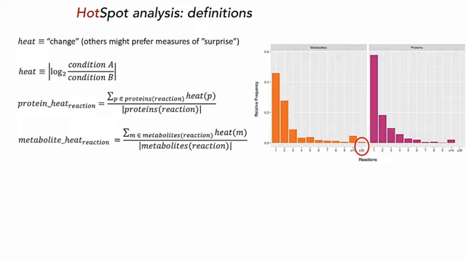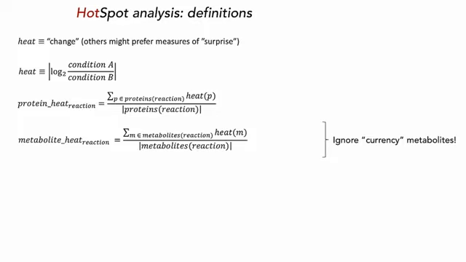But for example, for the metabolites, we're going to ignore what are sometimes called currency metabolites in the analysis, ATP, et cetera. You don't want to find links in things that are coming through basically very common currency metabolites. Now, what you then do is you combine your proteomic and your metabolomic heat into local heat for one reaction.